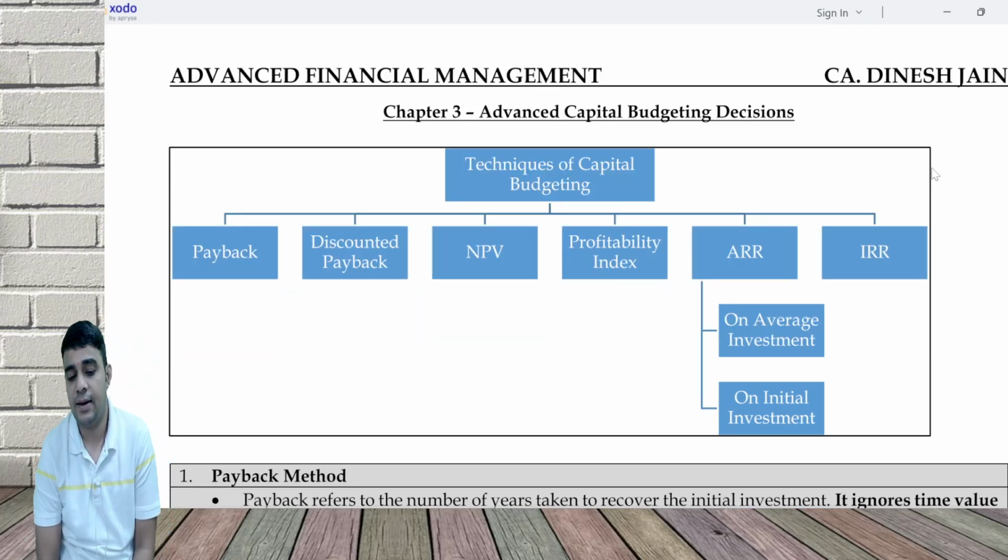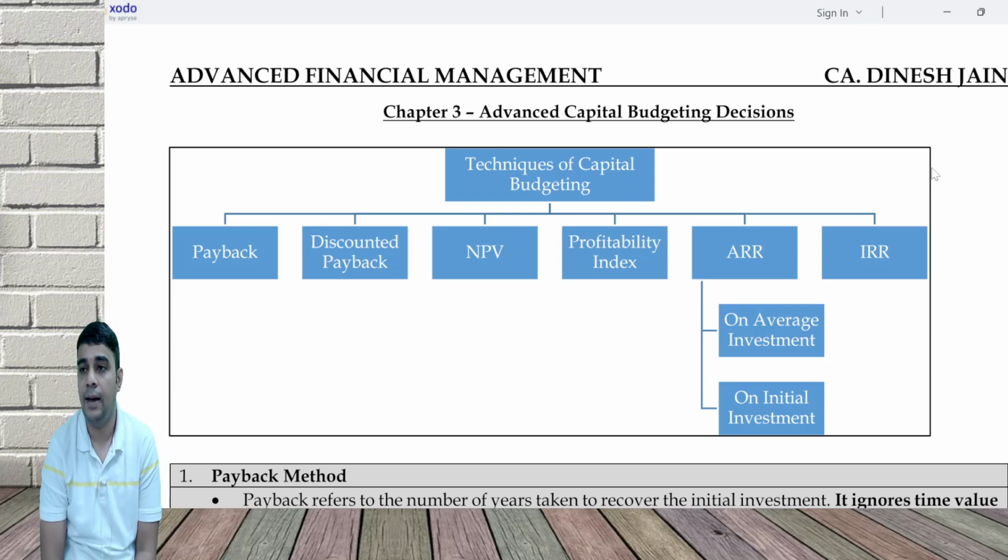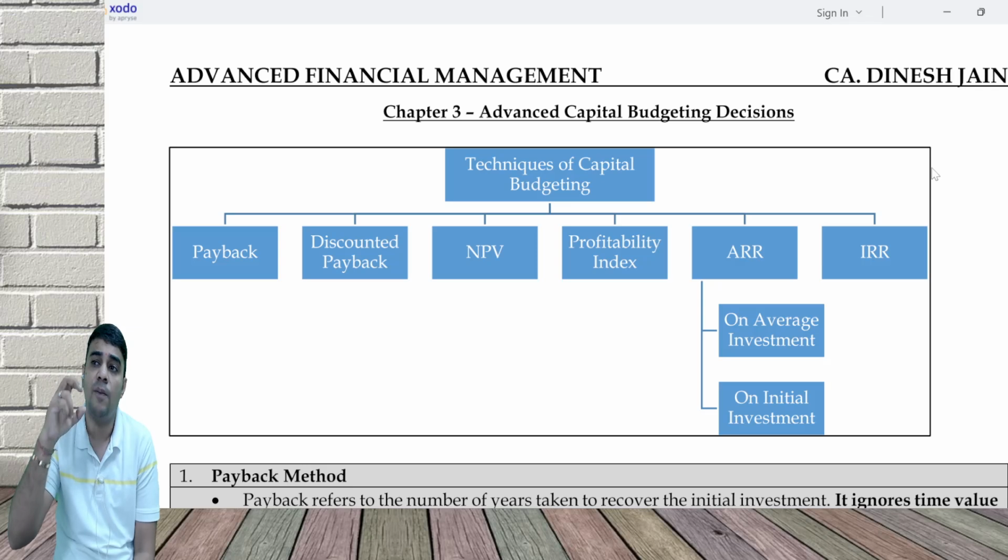We learned that there are 6 techniques of capital budgeting, starting from payback, discounted payback, NPV, profitability index, ARR, which is on average investment and initial investment, and IRR. These are the 6 techniques we have. In IRR, I have another technique called modified IRR.